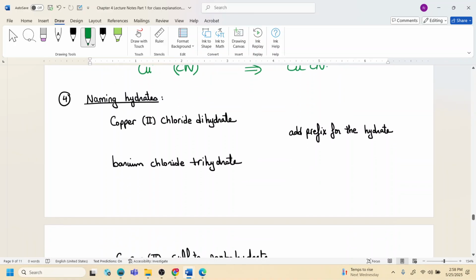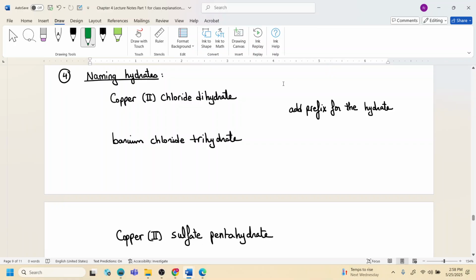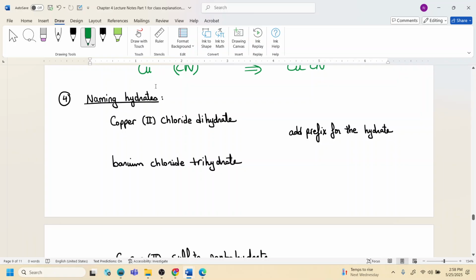Okay. The last thing is naming hydrates. So what are hydrates? Hydrates are solids that can absorb moisture from the air. And when they absorb moisture, it's going to be in the form of water. So water molecules will stick to the solid and hydrate it, making it have water molecules in its crystal lattice.